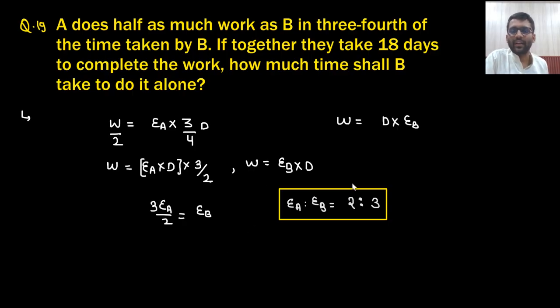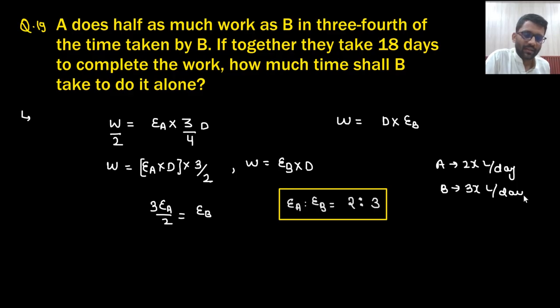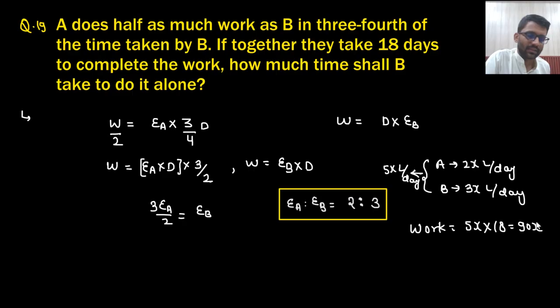If together they can do the work in 18 days, how many days will B alone take? If A can eat 2x laddu per day, then B will eat 3x laddu per day. Both together will eat 5x laddu per day. They take 18 days to complete it, so the work is 5x into 18, that is 90x laddu.